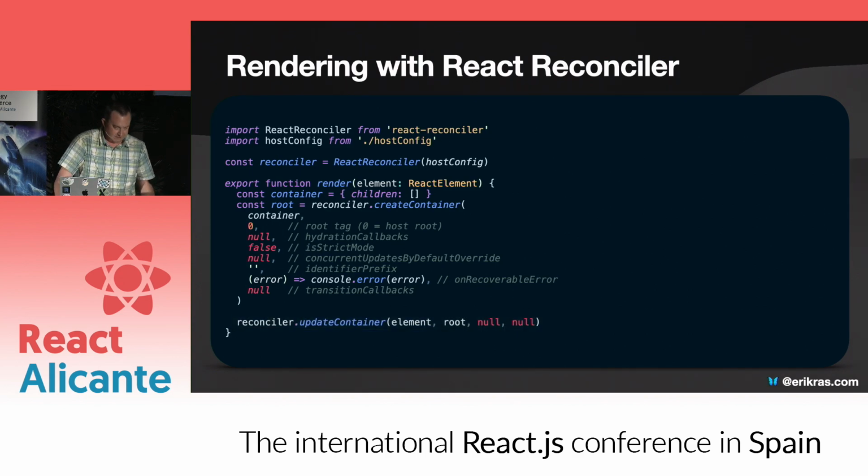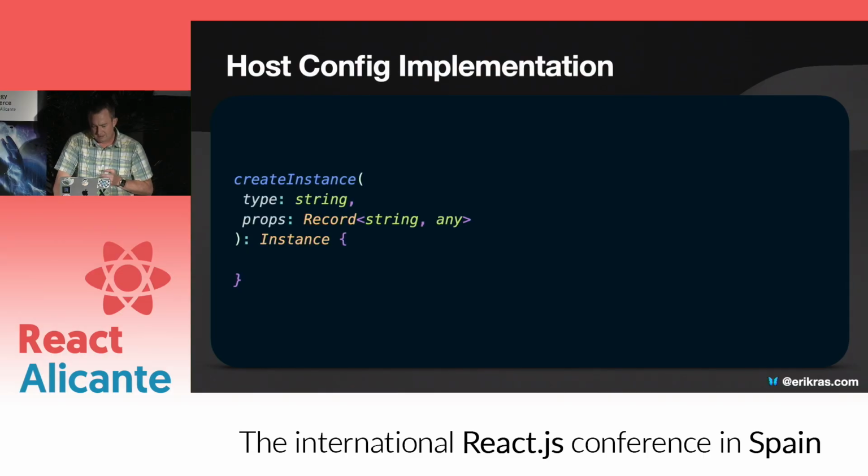So now let's look at the host config. The most important function in your host config is create instance. This is given a type, which is the JSX tag, and the props that you give to the tag. And it gives you back an instance. Remember, an instance is one type of thing in your target environment.